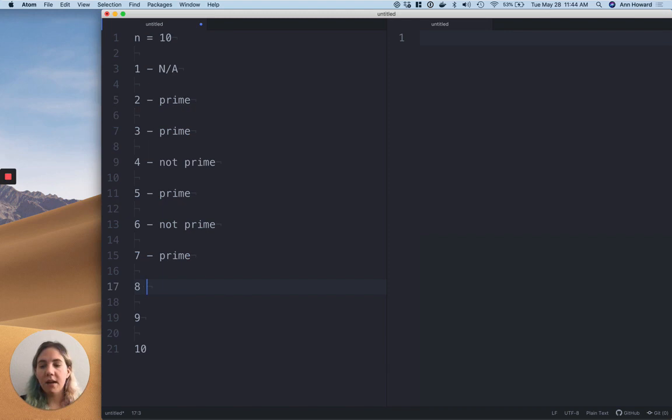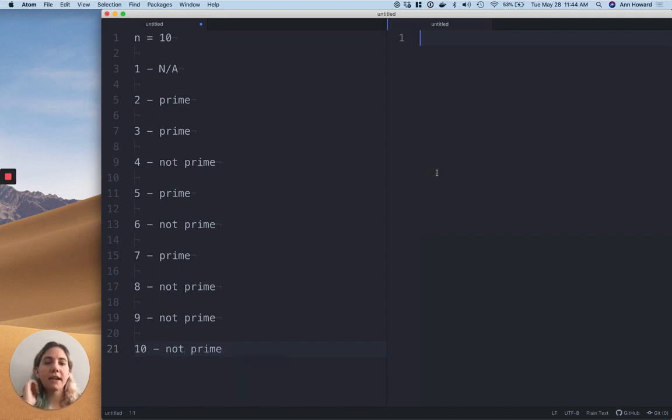With 8, I'm going to take the same approach. I'm going to try dividing it by 2, and it looks like it's divisible by 2, so it's not prime. Let's look at 9. Is 9 divisible by 2? Nope. Is 9 divisible by 3? Yep. So it is not prime. Let's look at 10. Is 10 divisible by 2? Yep. So it is not prime.